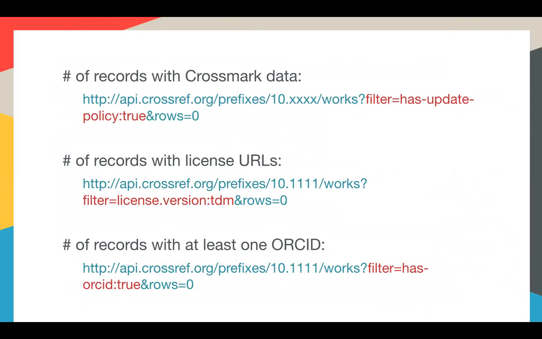So just some more examples. You can see how many records have crossmark data, how many records have license URLs, and how many of your records have at least one ORCID ID included in the metadata.